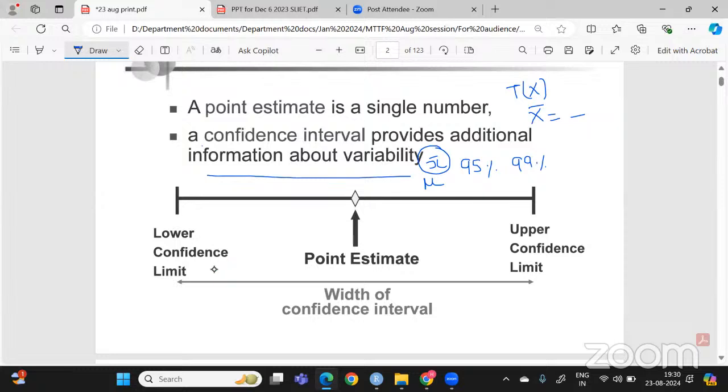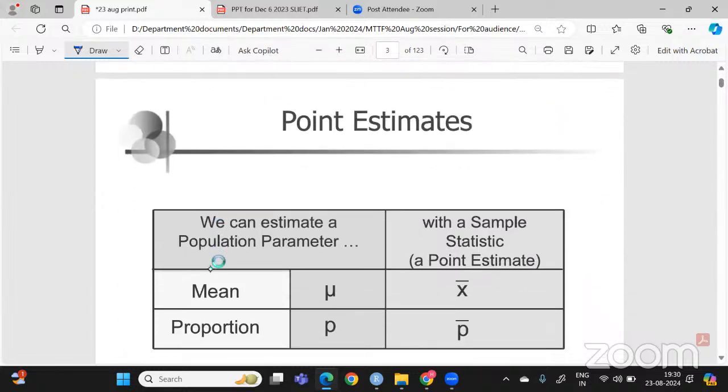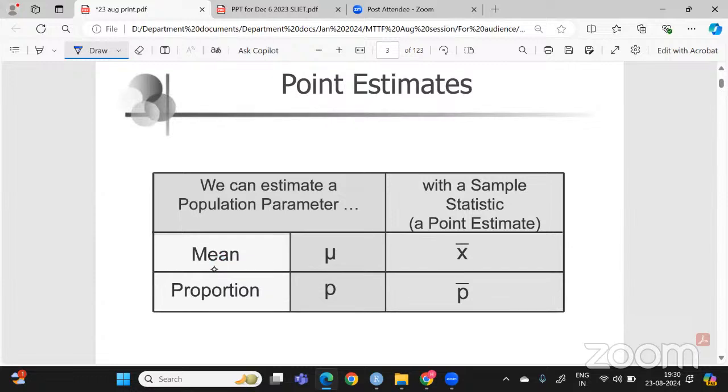I think it is clear to you why we construct a confidence interval: when we keep on changing our sample, the value of the point estimate keeps on changing. So it is better to construct a lower and upper limit, which helps us say that the population parameter lies in this range. We have an example where we consider two parameters, mu and p. Mu is the mean parameter of the normal distribution, and to estimate this mu we have a function of sample observations called x bar, also called the sample mean.